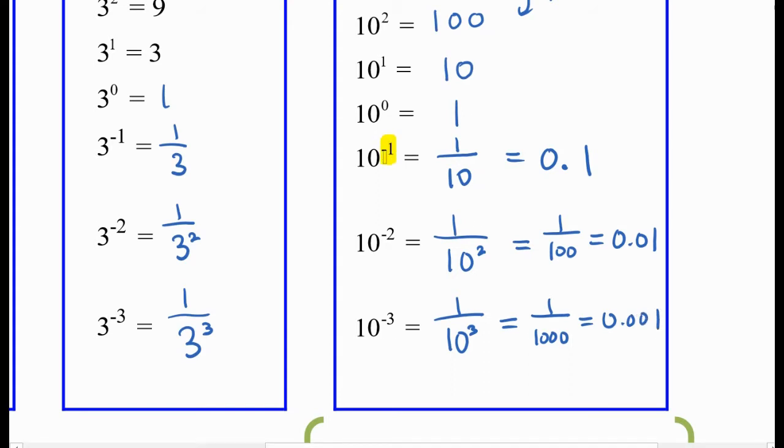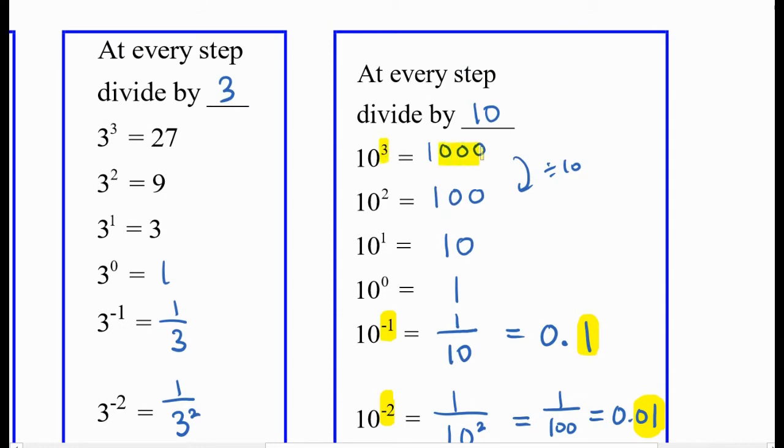So this number indicates the number of decimal places below the decimal point. So you have 1 decimal place. And 2, you have 2 decimal places. 3, you have 3 decimal places. Okay? And this number indicates the number of 0s.